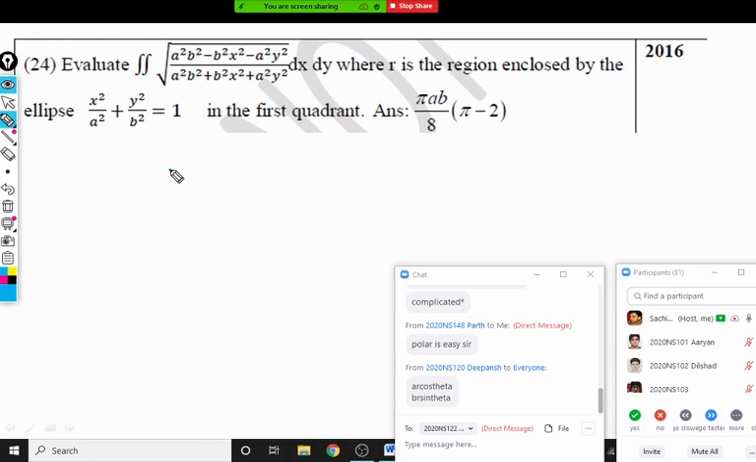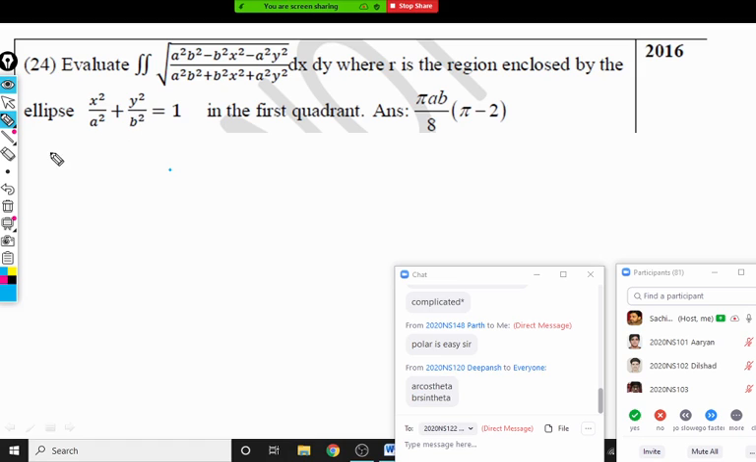So one more example. Now you will observe we have to evaluate this complicated integral. It looks complicated actually, but it is not so difficult. Where R is the region enclosed by the ellipse in the first quadrant. The remaining part is the same. There is one simple thing we can do, so that we can use a proper substitution. What can you observe here?